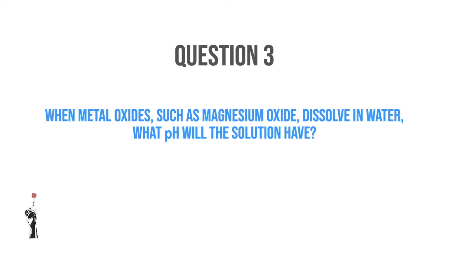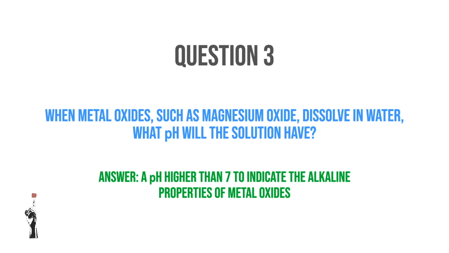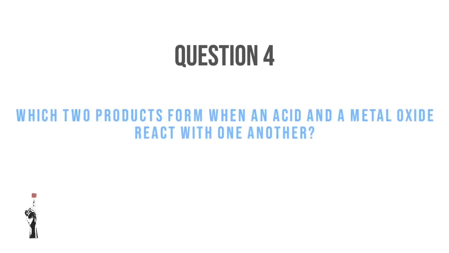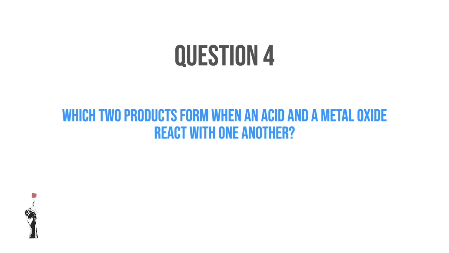Metal oxides, like magnesium oxide, tend to become alkaline in the presence of water and therefore will have a higher pH than 7. Which two products form when a metal oxide and acid react with one another? The two products that form are a salt and water.